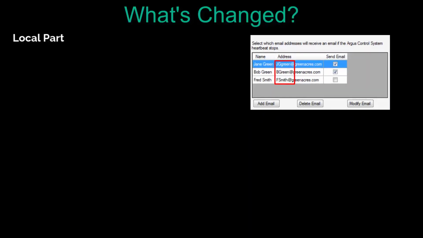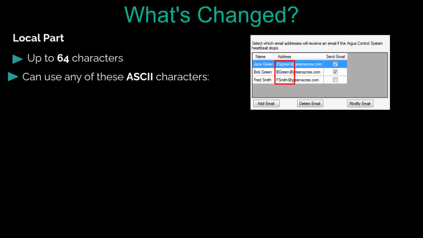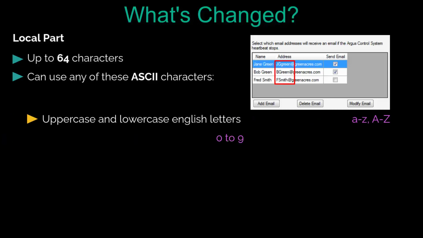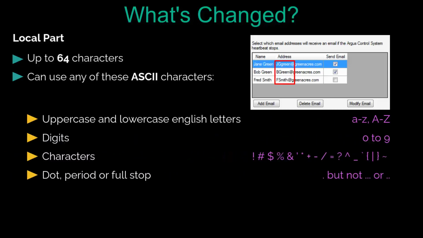Local can be up to 64 characters. It can use any of these ASCII characters: uppercase and lowercase English letters, digits 0 to 9, and a dot, period, or full stop, as long as it's not the first or last character and does not appear 2 or more times consecutively. Special characters.